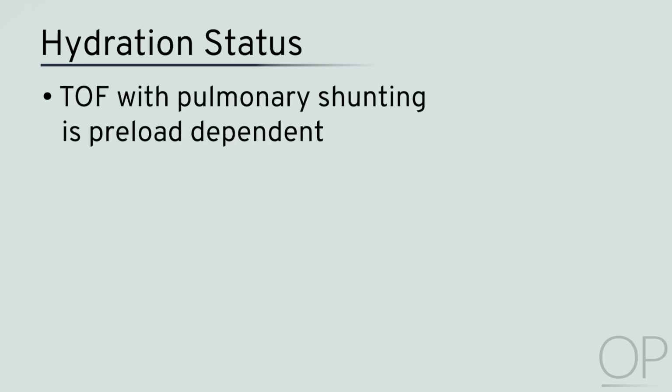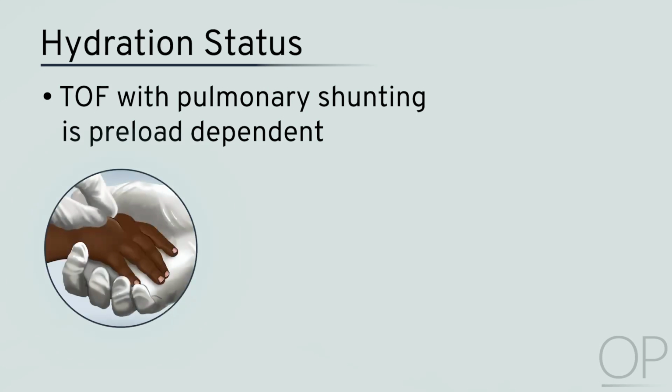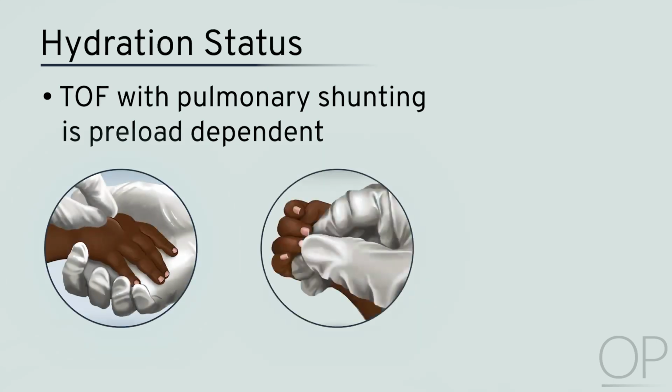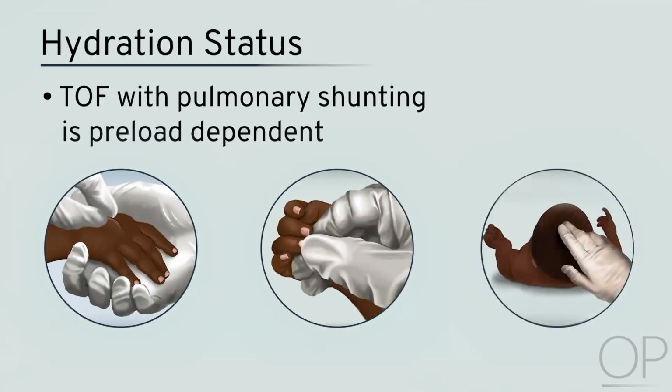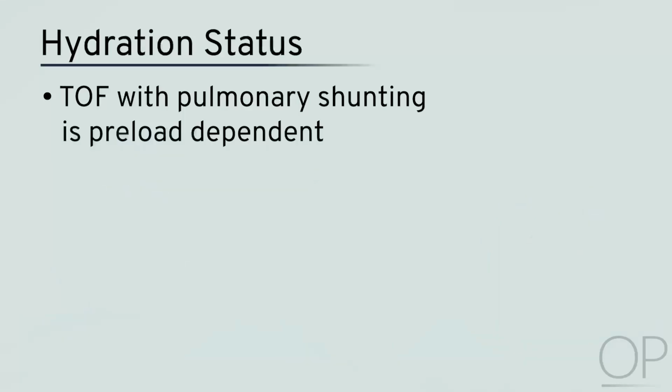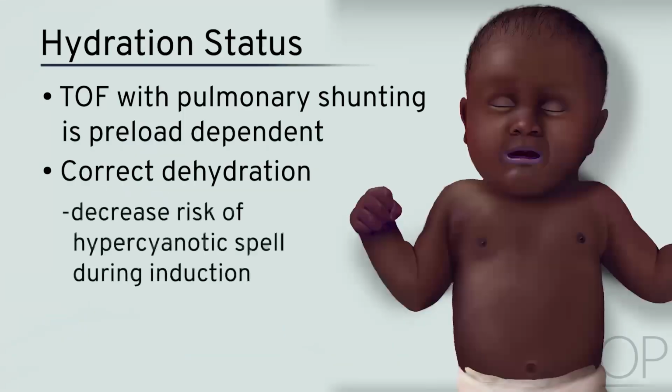Preoperative assessment of the hydration status is extremely important. Tetralogy of Fallot with pulmonary shunting is a preload-dependent cardiac lesion, especially in the presence of a dynamic component. It is crucial to assess skin turgor, capillary refill, as well as the presence of a sunken fontanelle. Any obvious dehydration should be immediately corrected to decrease the risk of a hypercyanotic spell during induction.